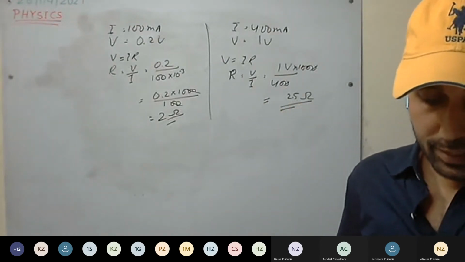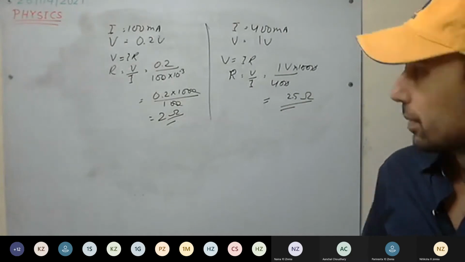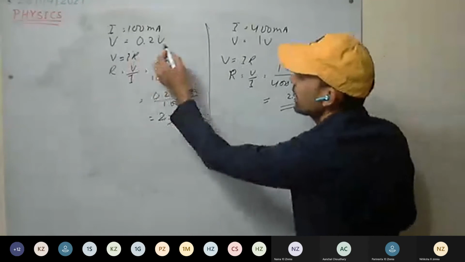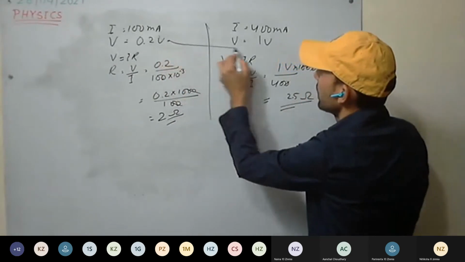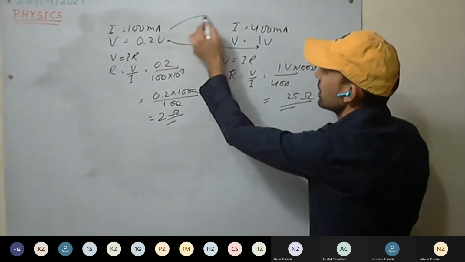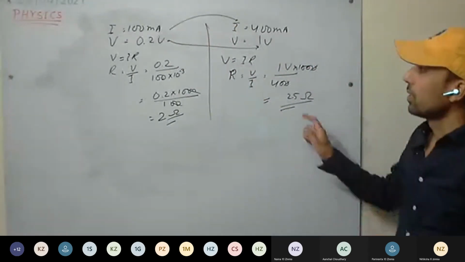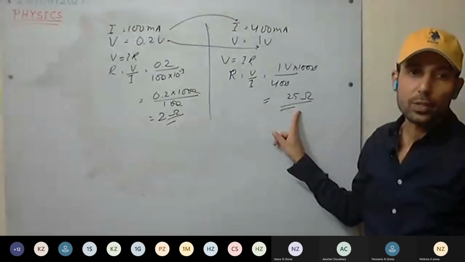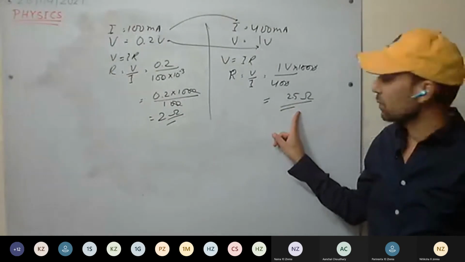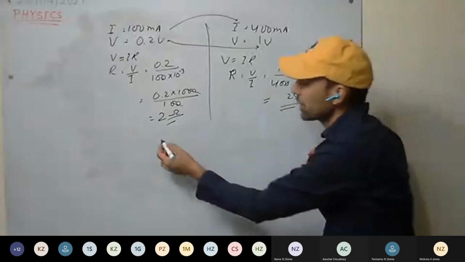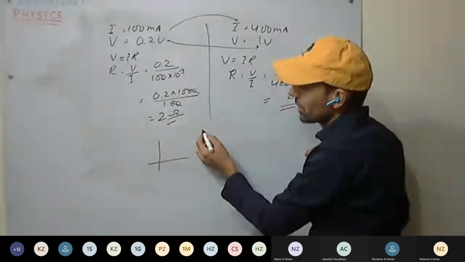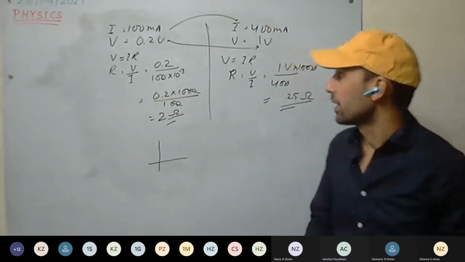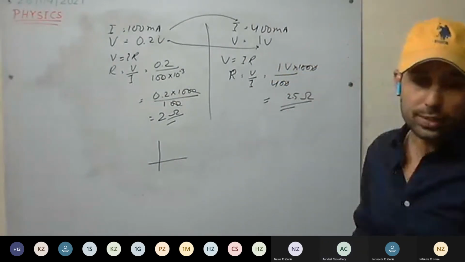So why has this resistance changed? See here, initially the potential difference was 0.2 volt. Potential difference has increased, current has increased, and resistance has increased. This is because of temperature. Because tungsten, with increase in temperature, what happens? The resistance increases. And there's one more reason behind this.